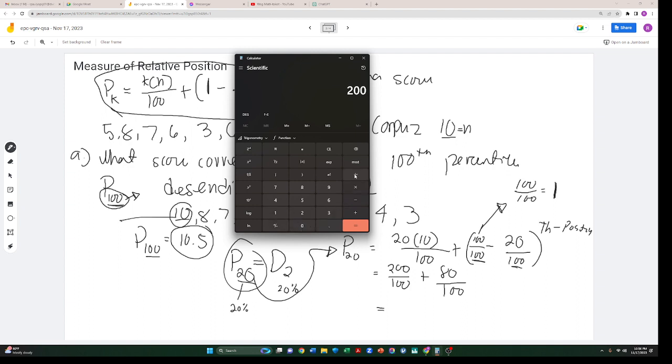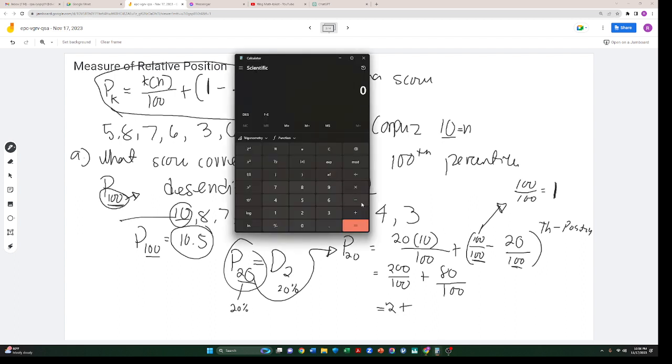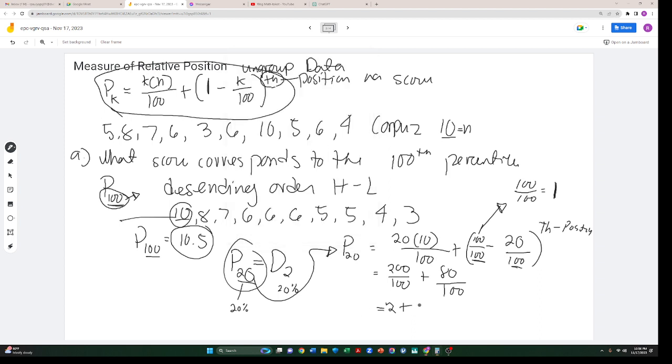So 200 divided by 100, which is 2, we already know that, no? And then plus 80 divided by 100, which is 0.8. Therefore, the position is 2.0 plus 2.8, right? 2.8. So this is the position. So we start counting.